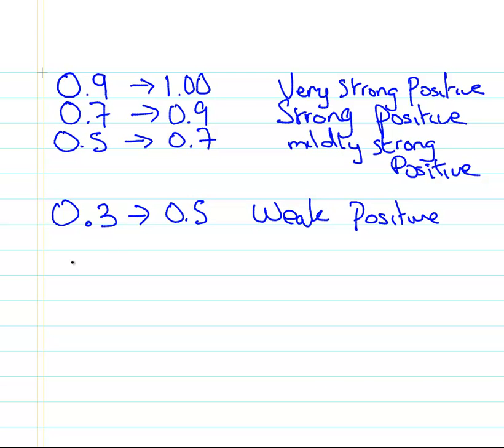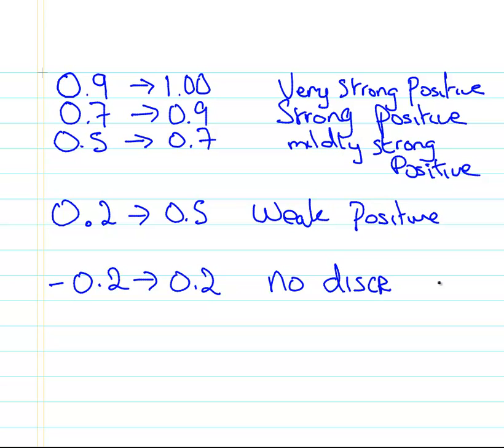Actually, I'll make it a little wider: 0.2 to 0.5. Again, these thresholds are very arbitrary. Minus 0.2 to 0.2 is essentially no discernible relationship, or no discernible linear relationship.